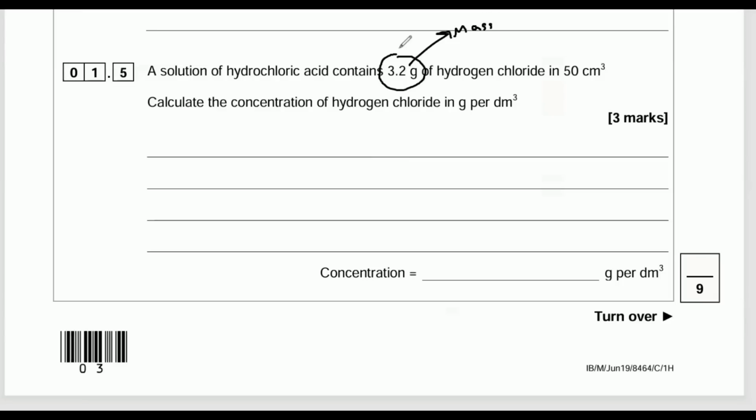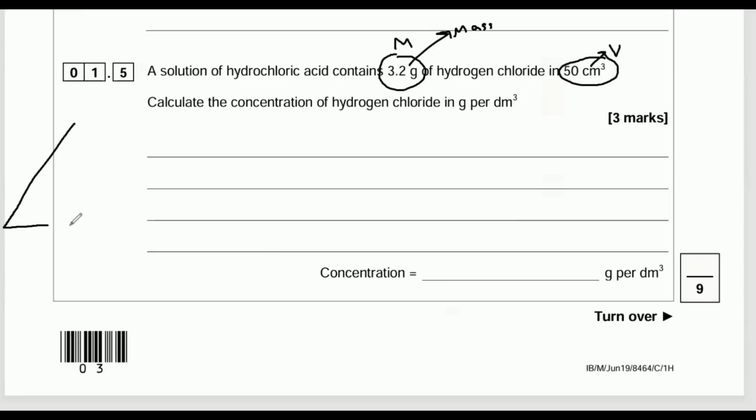So label it as you go through your exam. That is mass, capital M. What is this? 50 centimeters with a little 3. That's cubed. That's volume. So you need to label this. Now, when you write M and V, this will trigger your brain. You don't need to know the rest of the question. I don't need to read anything else. M and V tells me I need to use this equation.